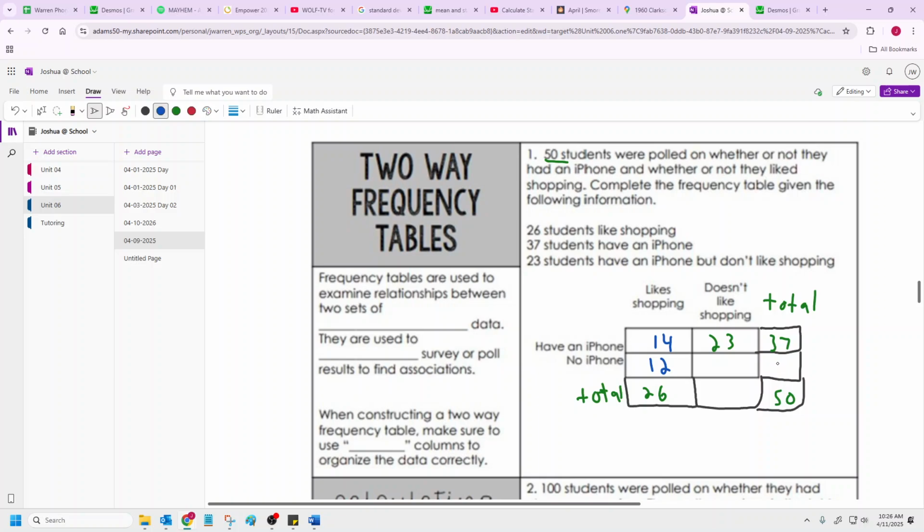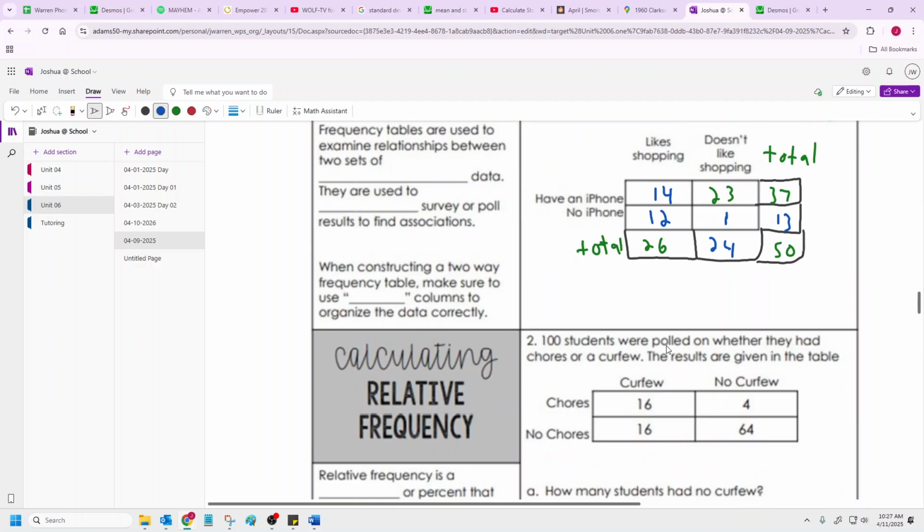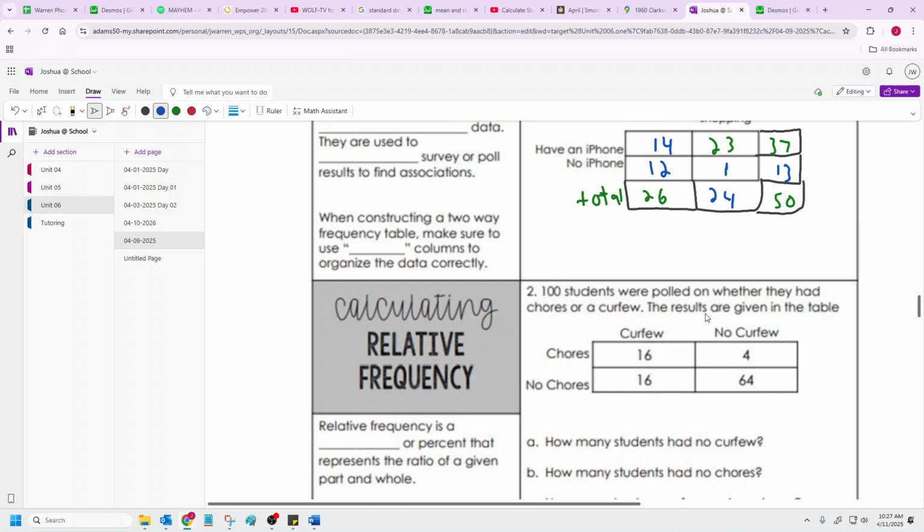50 minus 37 is 13. 13 minus 12 is 1. 23 plus 1 is 24. Check your work. Does 26 plus 24 equal 50? Yes, it does. 37 plus 13 equal 50? Yes, it does. So now on number 2, you'll have to fill in your own totals here.